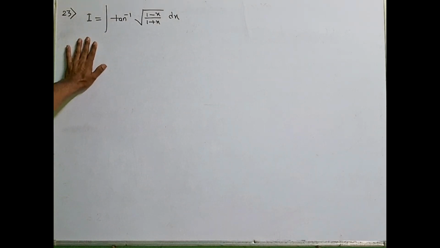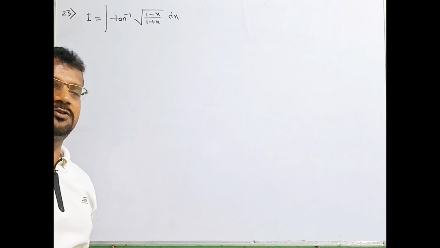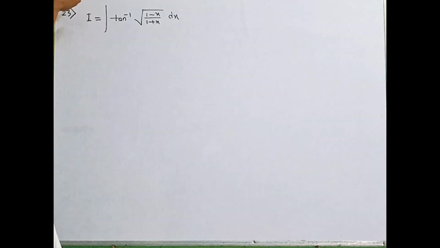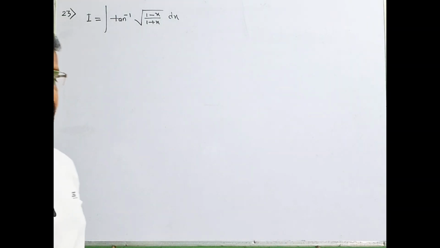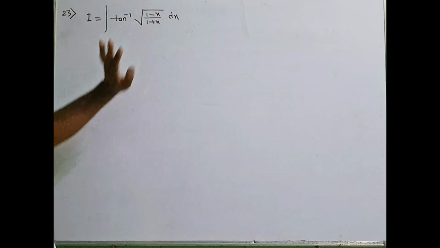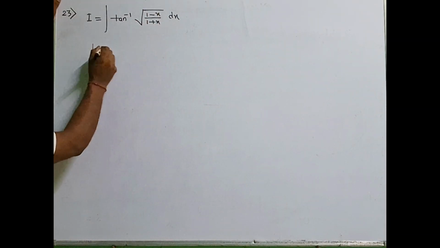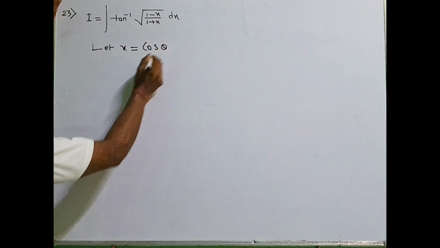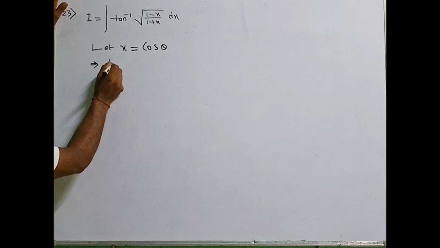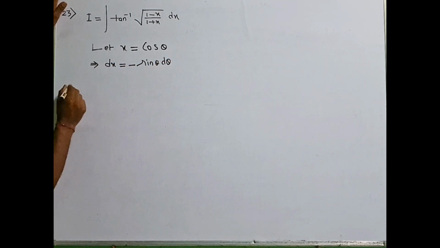Now question number 23. Here also, similar types of substitution you have to do: tan inverse root over (1 minus x by 1 plus x). First of all, your aim is to remove this radical sign, and for that you have to substitute. Let x equals cos theta, then dx is, as usual, minus sin theta d theta. Then I is what?